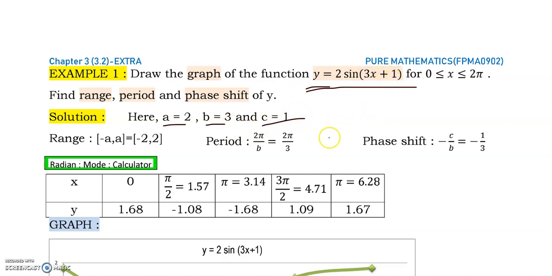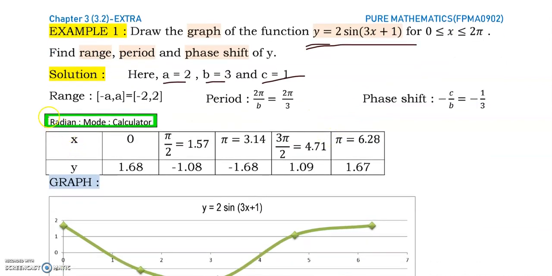Here it is given. Now we know the rule for range, that is minus a to a, and here a is 2, so you replace the value of a here, so minus 2 comma 2, this is the range. What is the period? Period is nothing but 2 pi over b, that is equal to 2 pi over 3. You replace the value of b here. Now what is phase shift? That is minus c over b. Here value of b is 3, so you write this equal to minus 1 over 3.